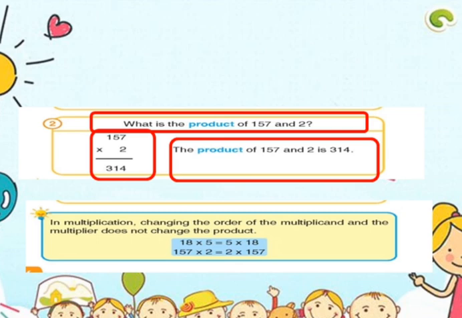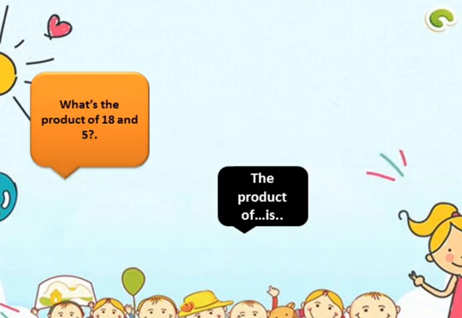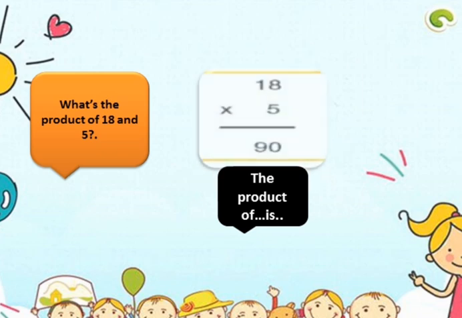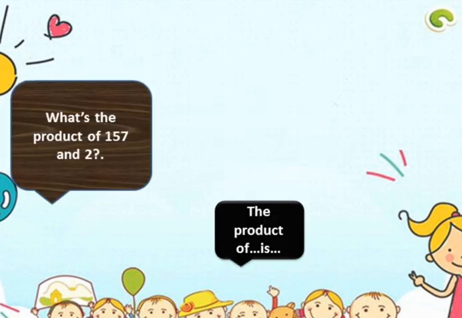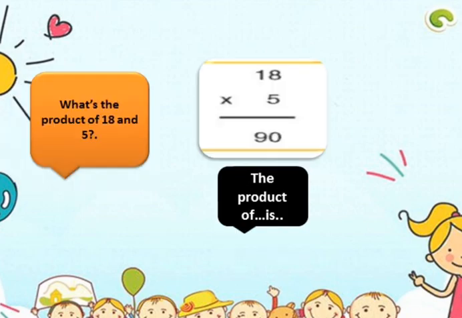157. Repeat. So I rehearse with students and we practice on these sentences until they can complete successfully the requirements for reading this part or repeating. Now I ask questions and the students answer by themselves. What's the product of 18 and 5? The product of 18 and 5 is 90.